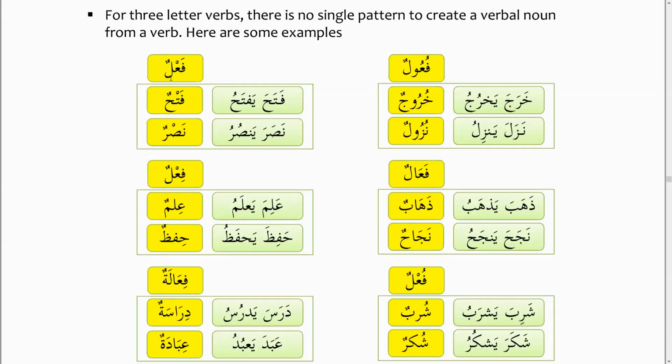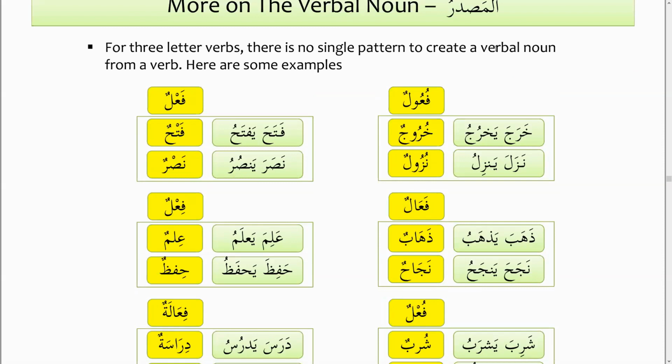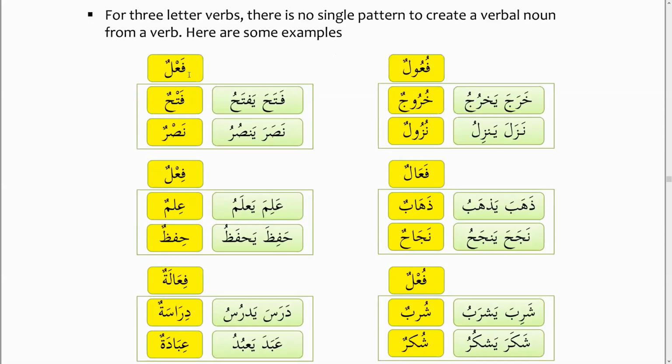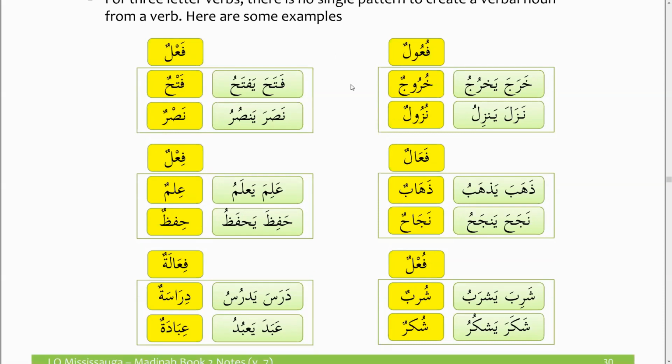There's no single pattern to create a verbal noun. Some have the fa'lun pattern, like fathun. Fataha yaftahu, fath: the victory itself or opening itself is called fath. Nasara yansuru is called nasr, help. And then there's the fu'ul pattern. There are maybe tens of patterns, a lot of patterns. We just need to memorize them.